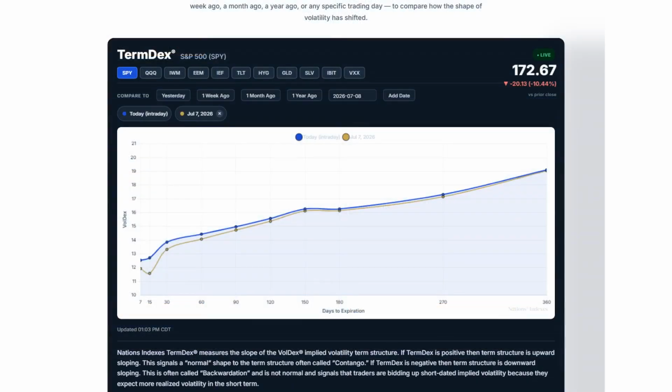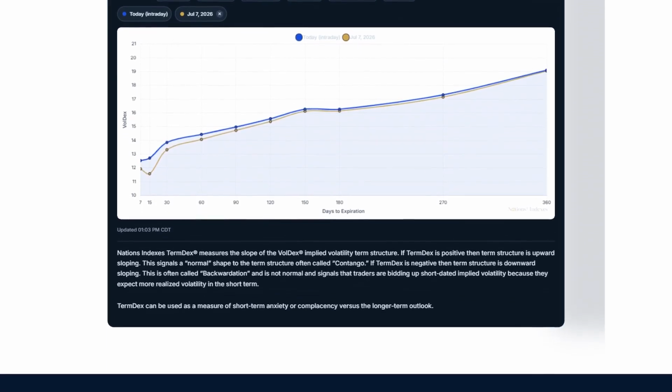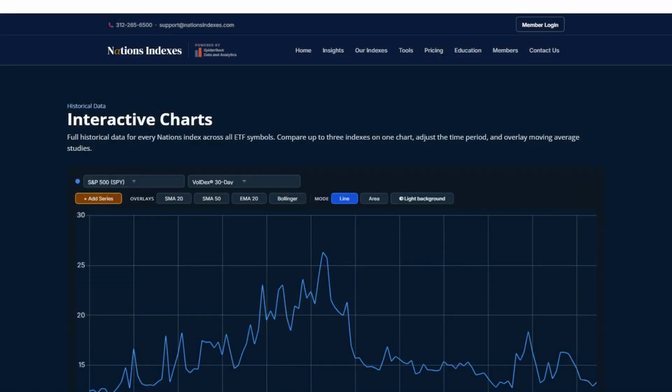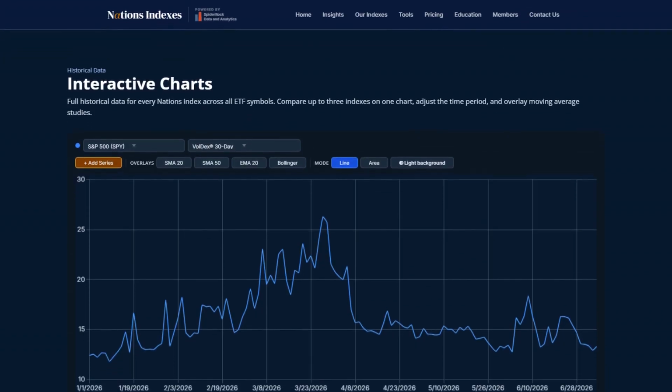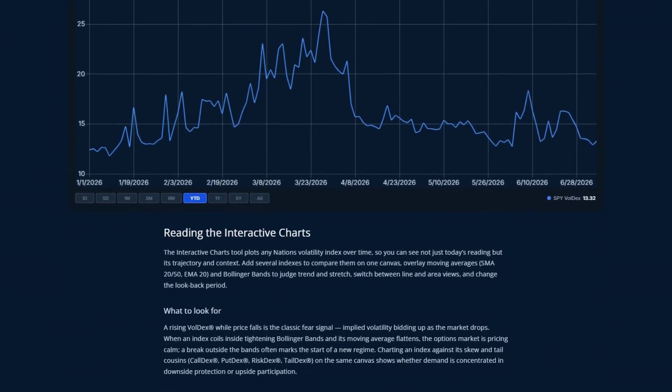Here's the VolDex term structure tool plotting at-the-money volatility across every expiration, and interactive charts where you compare up to 3 indexes, adjust the period, and overlay moving average and Bollinger studies. And check out the education content and videos on the tools page to dig deep into how each individual tool can make you a better trader.